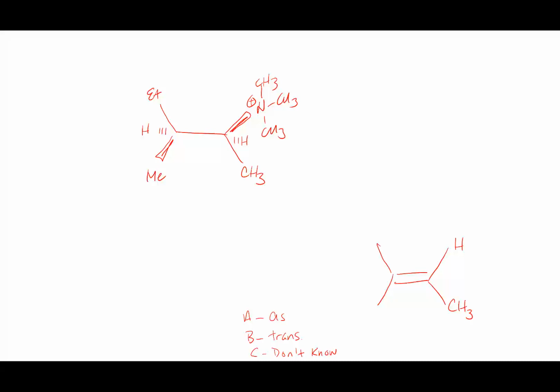For Hoffman, the nitrogen, the N plus, and the beta hydrogen have to be in what positions? They have to be anti-periplanar. So that means in this sawhorse projection, I've got to put that geometry basically like that, where my N plus 3CH3 ammonium group and the beta hydrogen are going to have to be anti-periplanar to each other.